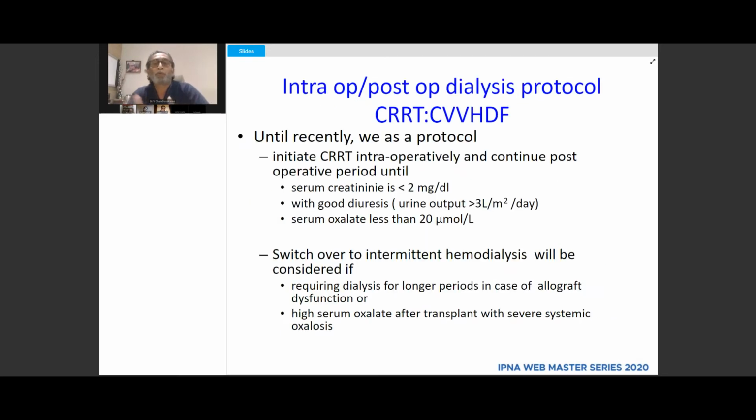Intra- or post-op dialysis protocol: until a year back, as a protocol we initiated CRRT intraoperatively and continued post-operatively until serum creatinine was less than 2 with a good diuresis, aiming to keep the serum oxalate less than 20 micromoles per liter. Once the serum oxalate came down to less than 20, we took the patient off CRRT and switched to intermittent hemodialysis, which will be considered if the patient requires a long period of dialysis or has high serum oxalate after transplant or severe systemic oxalosis. But for the last 1 year, we don't do intra-op or immediate post-op dialysis unless indicated, unless the child has delayed graft function.